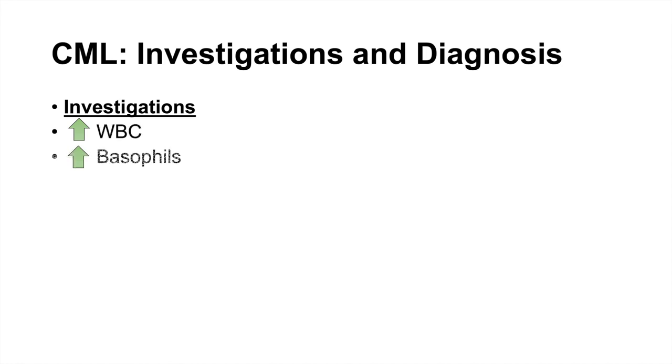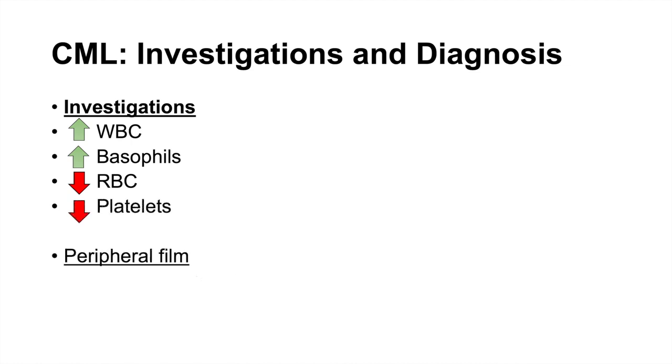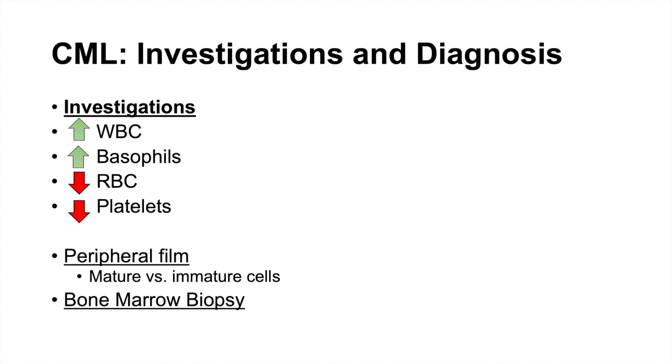For investigations and diagnosis of CML, again, we look at a CBC. We have high white blood cell count. We have high basophil count, and we often can have decrease in red blood cells, so they're anemic and they're thrombocytopenic. On peripheral film, like we talked about before, the peripheral film is used to determine if it's mature or immature white blood cells, and in this case, it's mature white blood cells. And a bone marrow biopsy is used to determine the percentage of blast cells, so we can categorize what phase they're in.